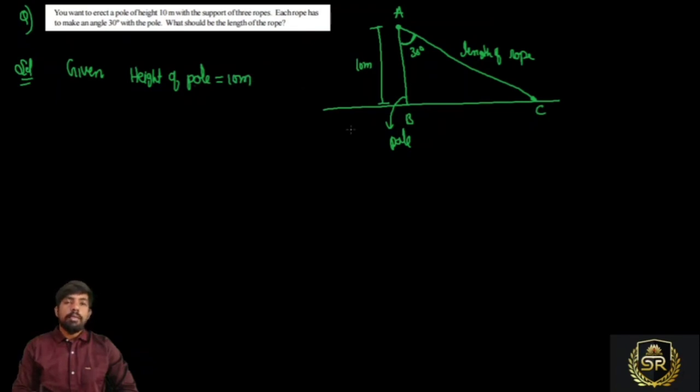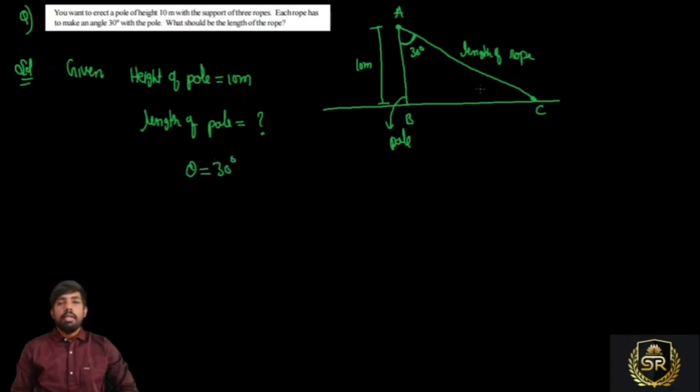Height of the pole is 10 meters. So here the length of the pole is asked. Length of pole is equal to what? And theta, the angle, is given. 30 degrees is the angle given.